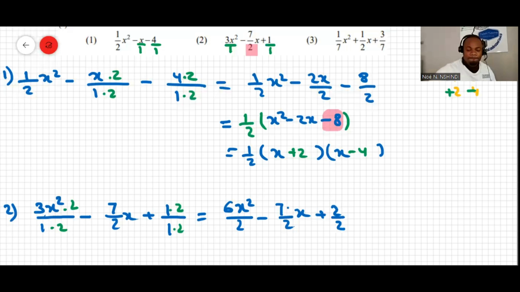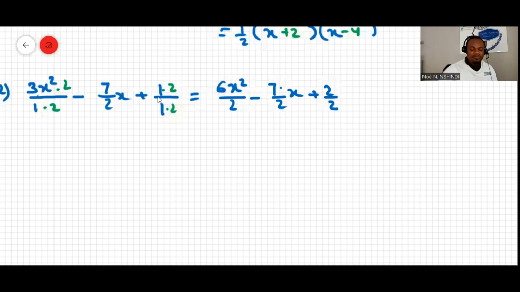Now we can take a half as the common factor, and then there will be 6x squared minus 7x plus 2. Can we then factorize? Note that here we have a coefficient which is different from 1. So we do as we usually do: 6 times positive 2, which is 12. I write 12 here, and now I list the factors of 12. They are 1 and 12, because 1 times 12 makes 12, and 2 and 6 for the same reason.